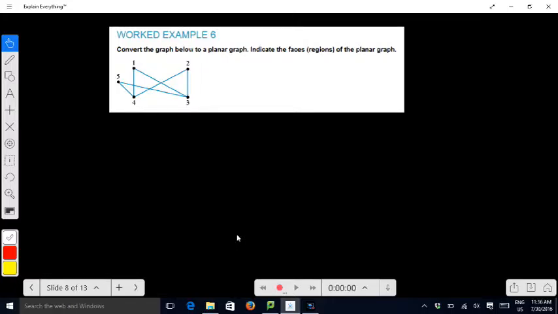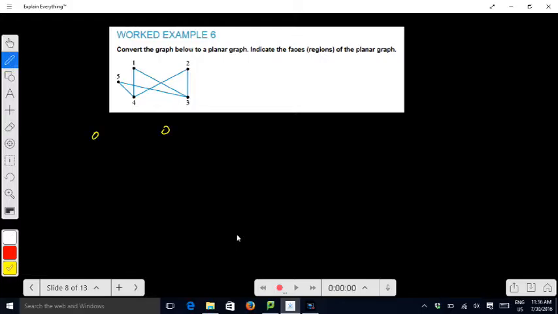So have a go at worked example 6, see if you can convert the graph into a planar graph, and indicate the faces or the regions of the planar graph. Pause the video, have a go yourself. Alright, once you've had a go, let's have a look at the solution.